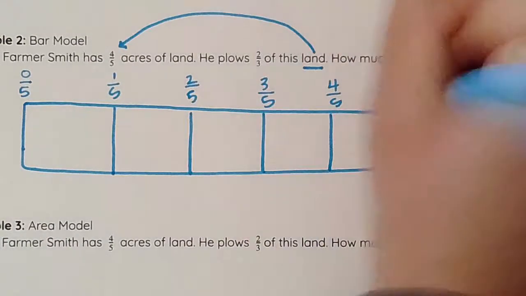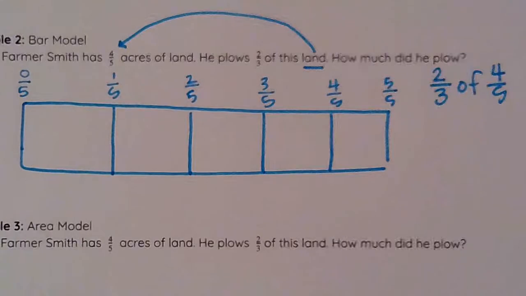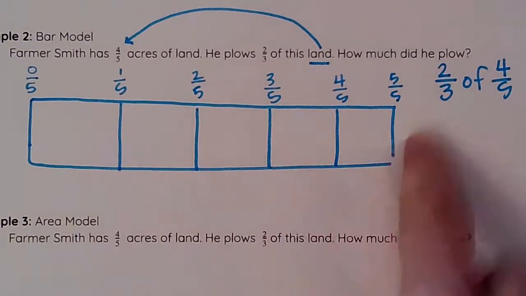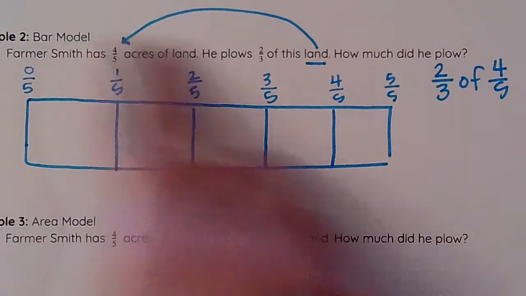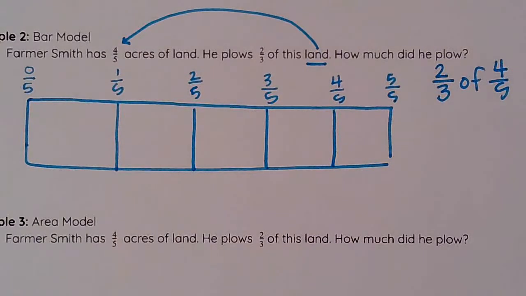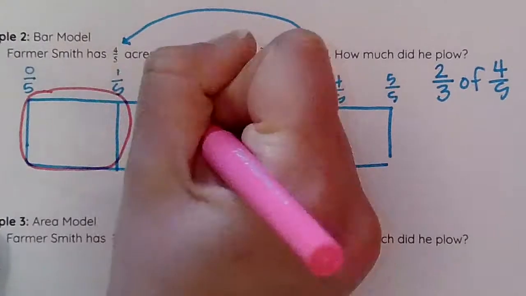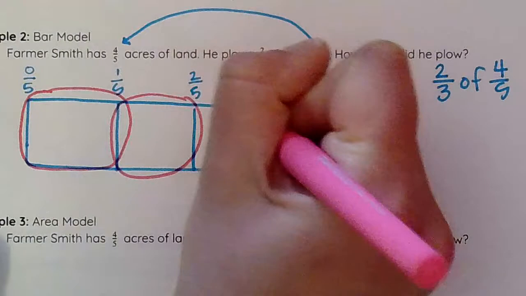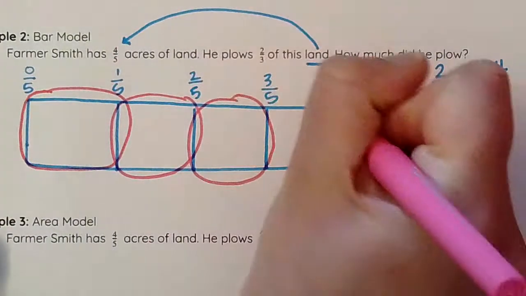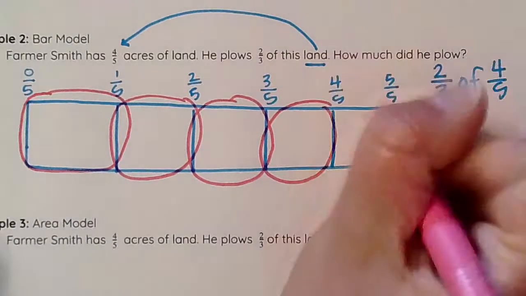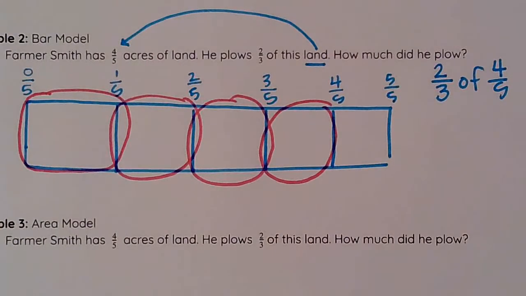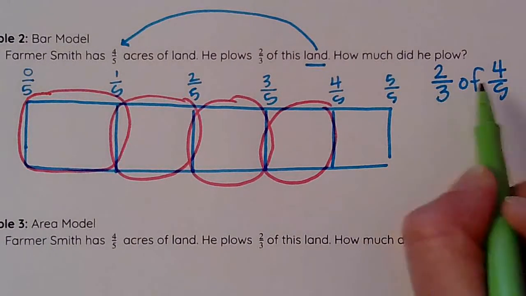Now, again, Farmer Smith does not have one full acre. This would be one full acre. He has 4/5 of an acre. So I'm going to go ahead and circle that here. We are sticking to 1, 2, 3, 4 parts of our 1 acre.